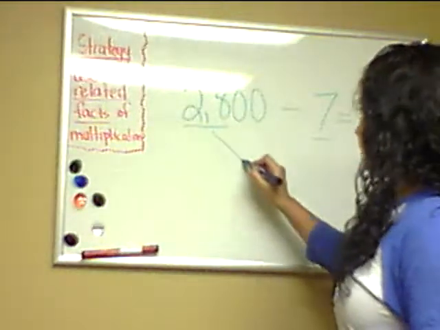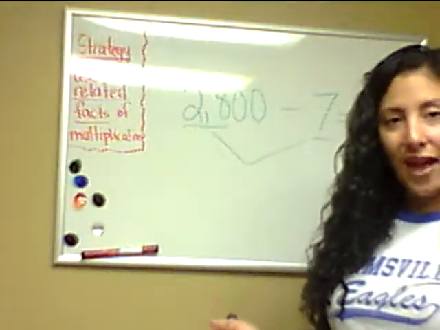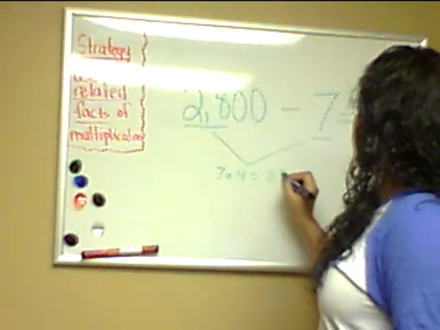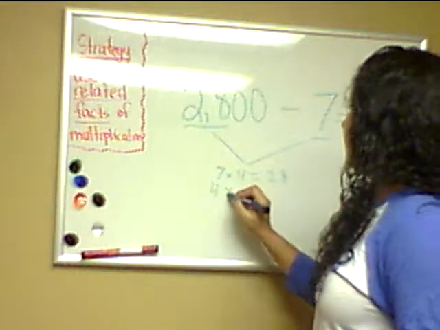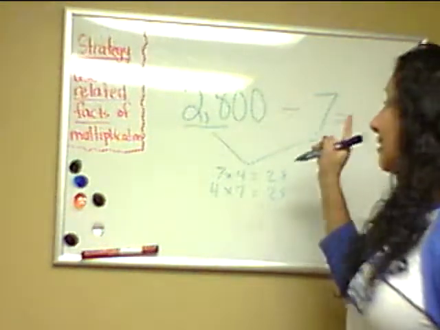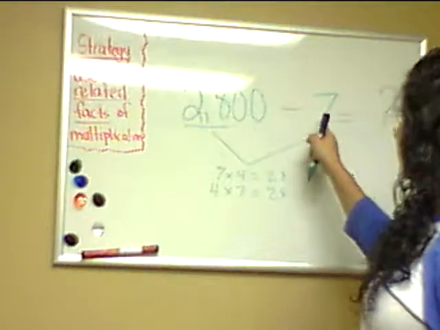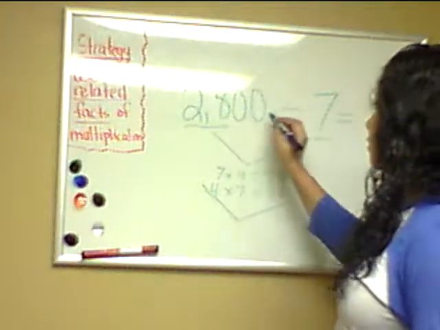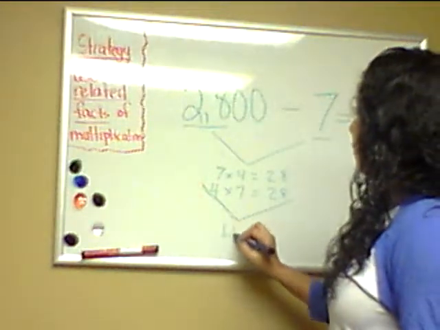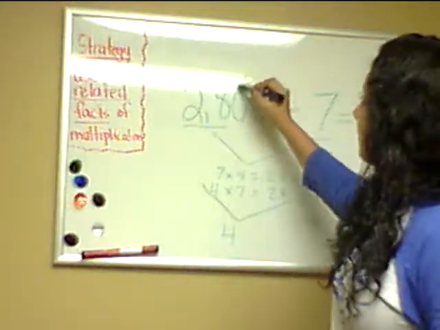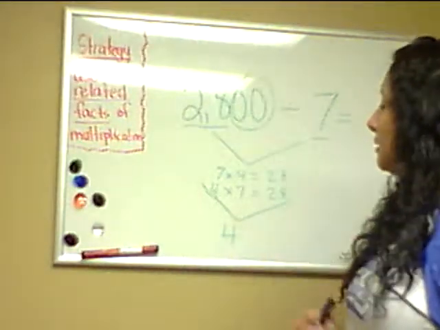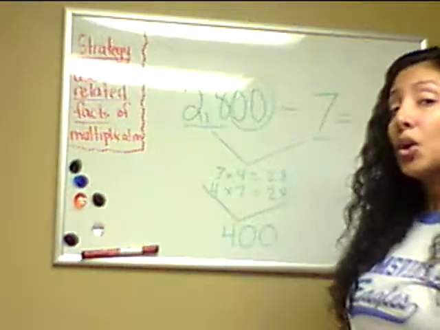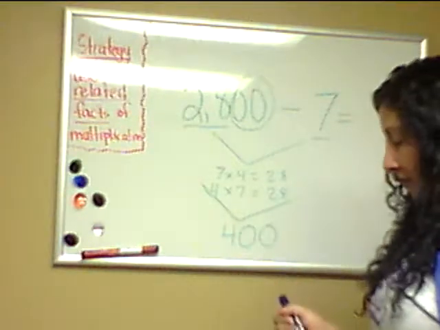Step 2, say it with me if you know it. Find out the related facts of 28 and 7. Well, we know that 7 times 4 equals 28, or 4 times 7 equals 28. So in this example, we have the 28, the 7, but we're missing the 4. So our answer is 2,800 divided by 7 is a 4, but we've done nothing with the zeros, and we have 2 zeros. So we're going to add the zeros to our answer. And our quotient becomes 400.